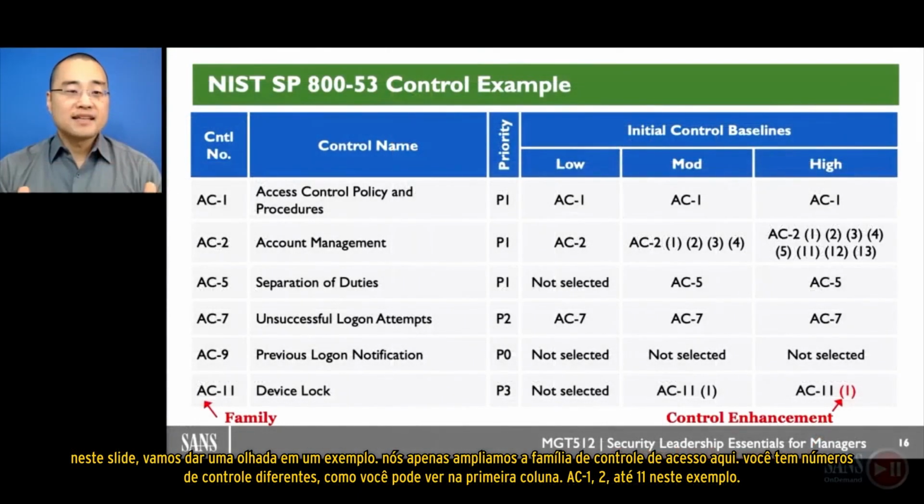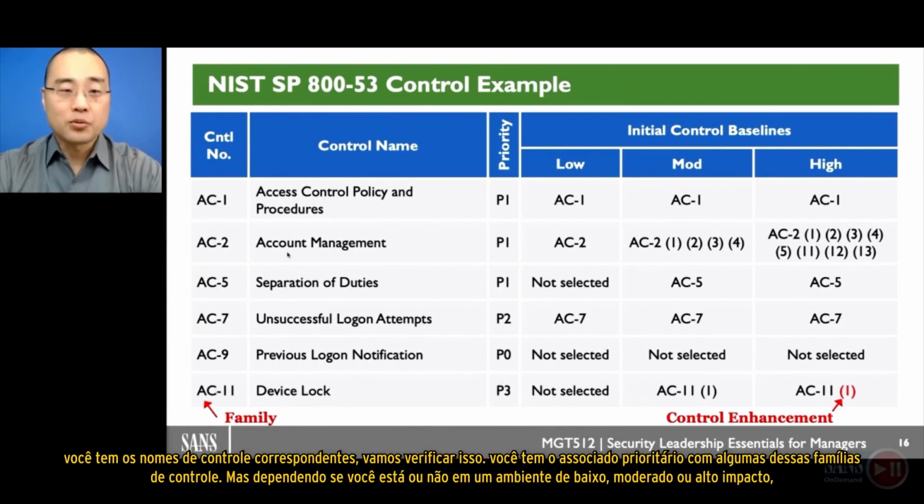Here, on this slide, let's take a look at an example. If we just zoom into the access control family here, you've got different control numbers as you see in the first column, AC-1, 2, all the way up to 11 in this example. You've got the corresponding control names. But check this out.